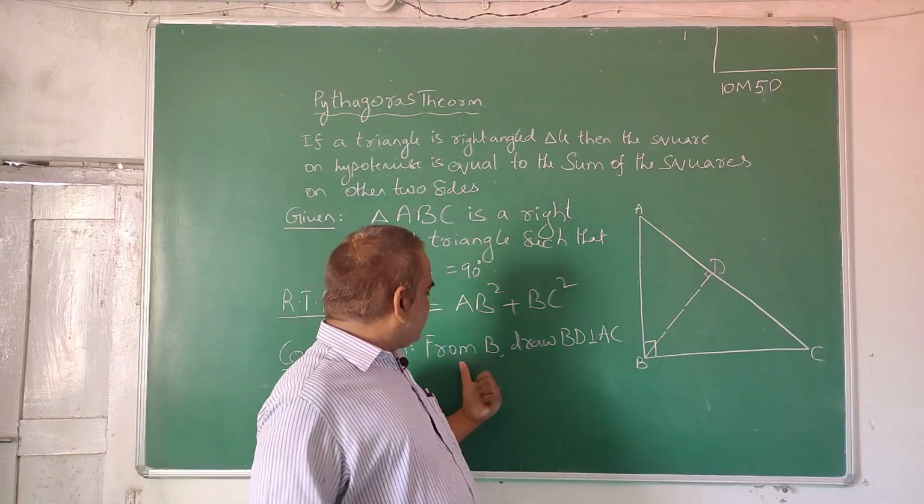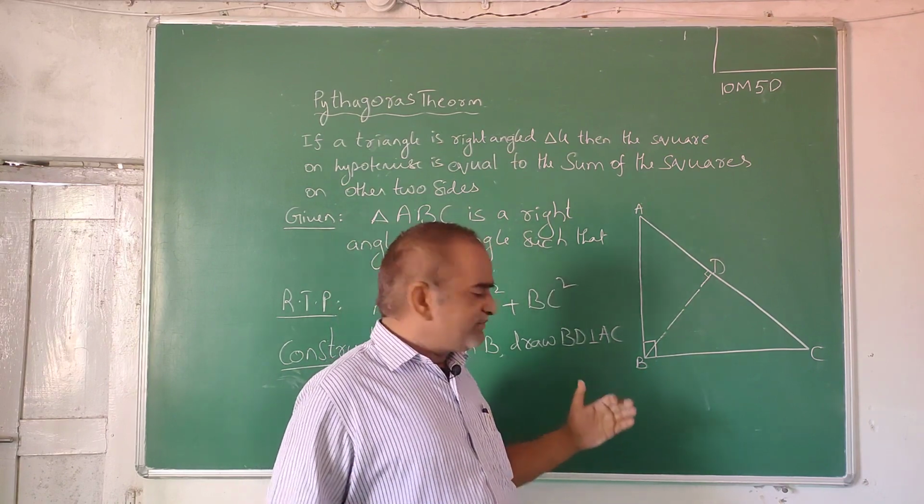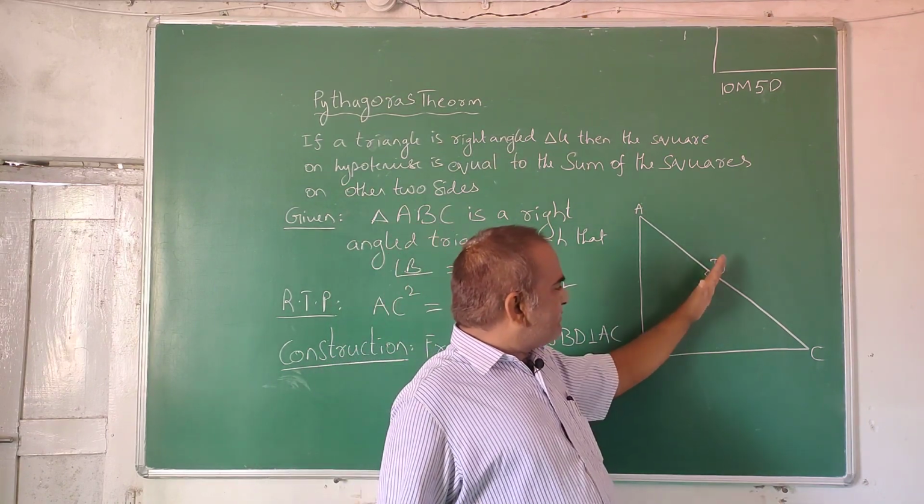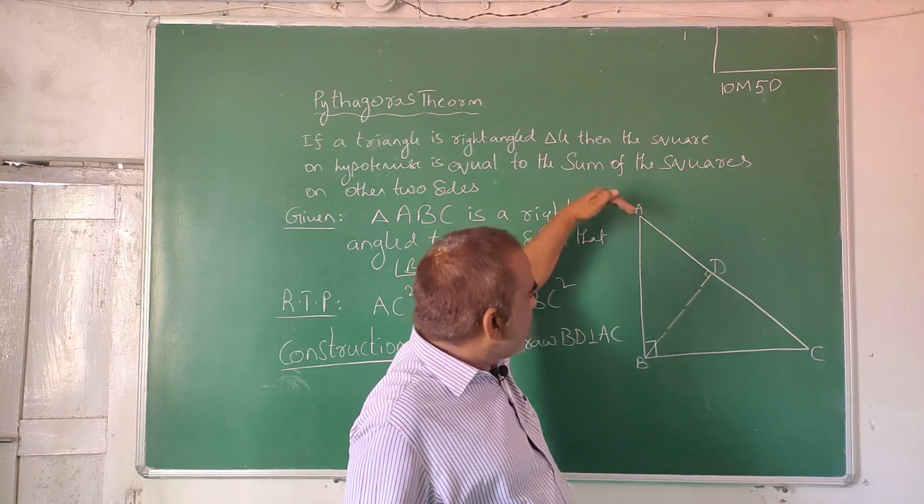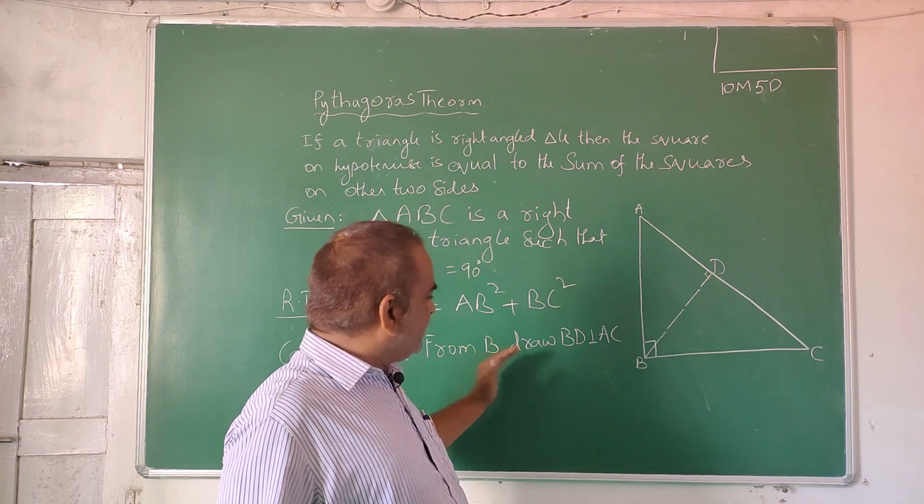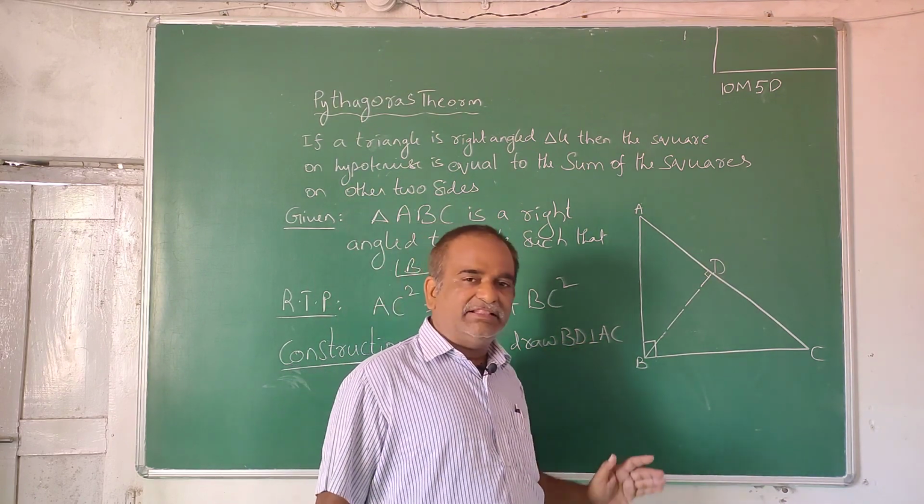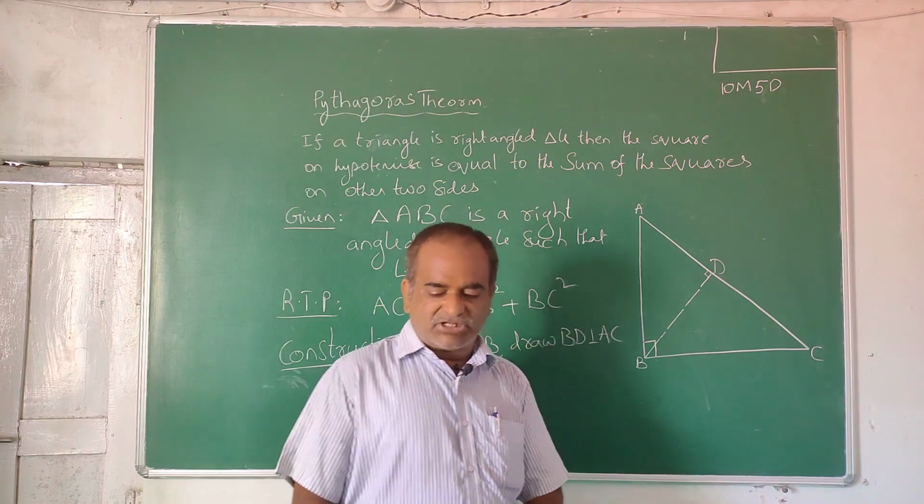That is, from the right angled vertex B, what I am doing is, I am drawing a perpendicular on the hypotenuse. So from the right angled vertex B, draw a perpendicular BD on the hypotenuse AC. Understood? This is our construction.